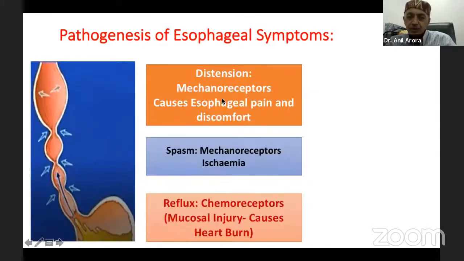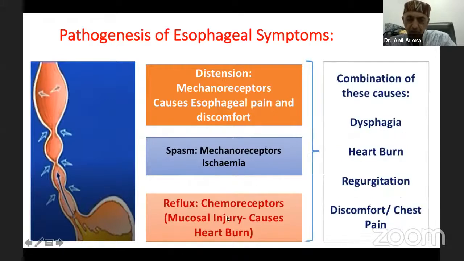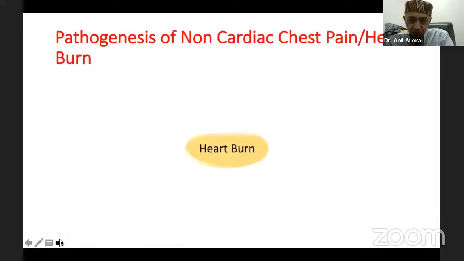Whenever the patient has symptoms, it may occur because of the distension. You have mechanoreceptors which cause esophageal pain and discomfort. Because of the excessive distension, they may lead to ischemia and present as pain. And then certainly we will have chemoreceptors activated because of the upcoming acid into the lower end of the esophagus. There is a transmigration of the acid from the subepithelial loose junction into the submucosa, irritating the nerves in the Meissner's plexus. So a combination of these, mechanoreceptor stimulation, ischemia, and the chemical injury, produces typical symptoms of dysphagia, heartburn, regurgitation, or chest pain in the center of the chest.